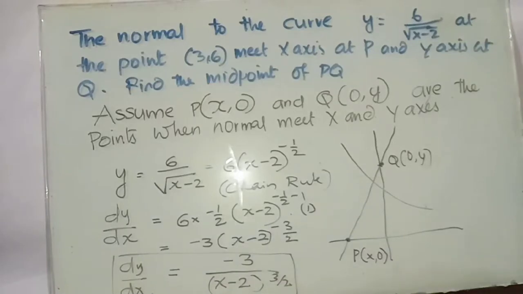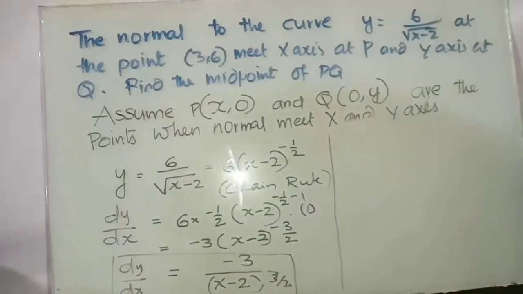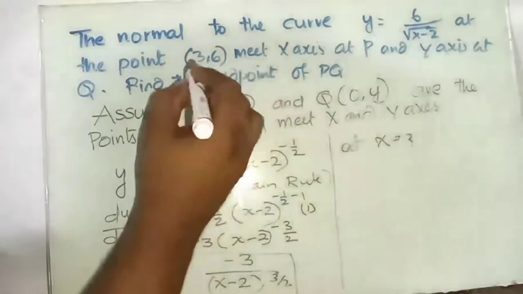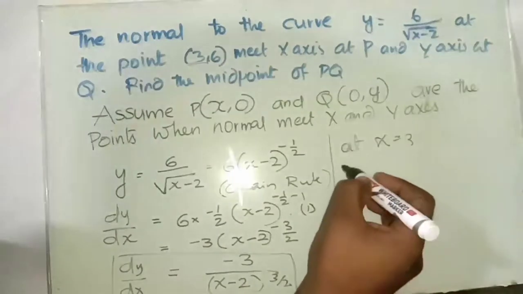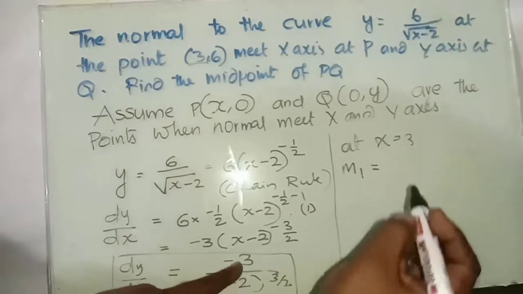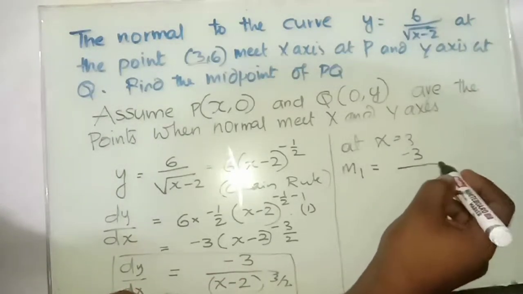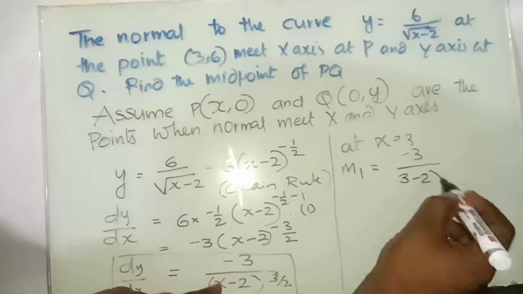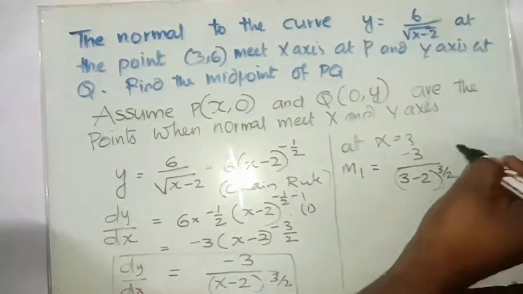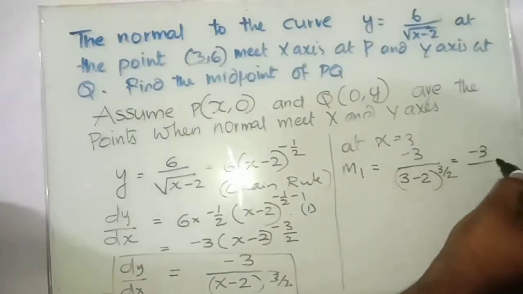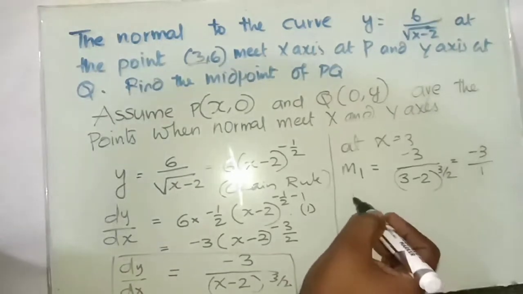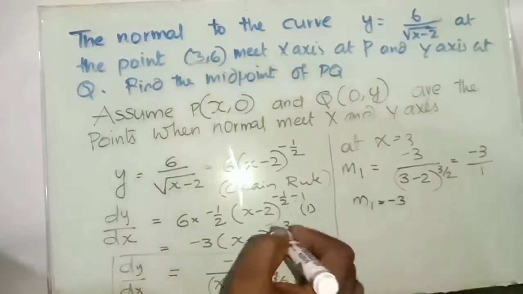To calculate the gradient of the tangent at x equals 3, just replace x equal to 3. We get minus 3 divided by 3 minus 2 the whole raised to 3 by 2. That's equal to minus 3 divided by 3 minus 2, which is 1. 1 raised to any power is 1. So we get m1 is minus 3.